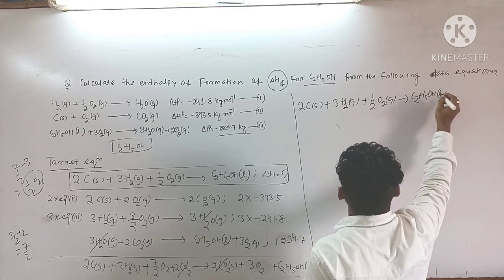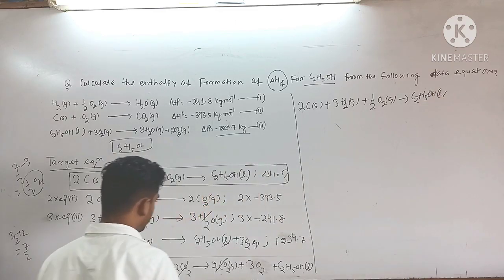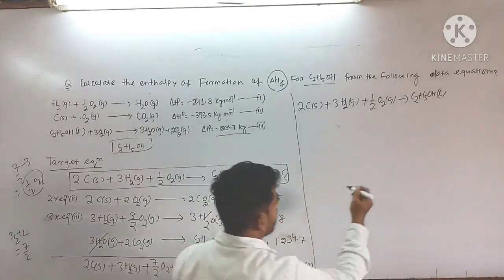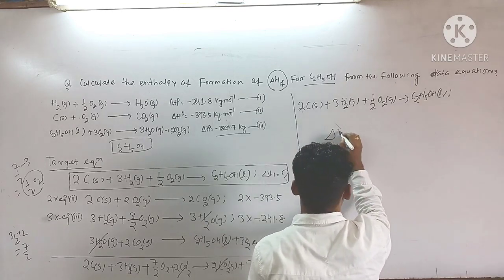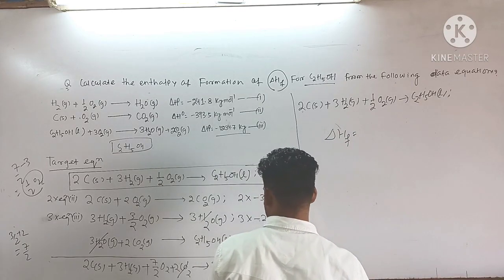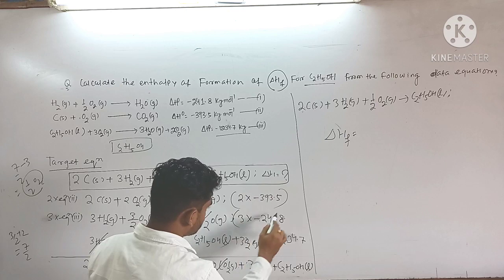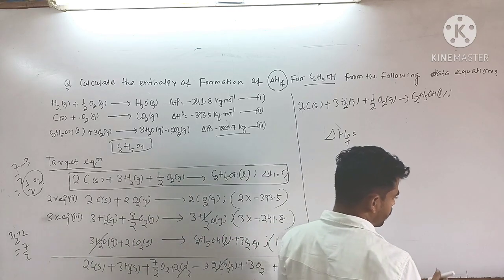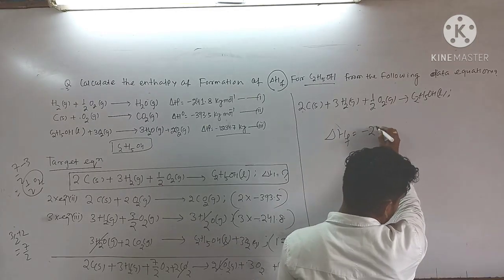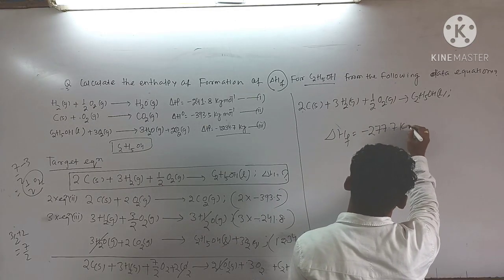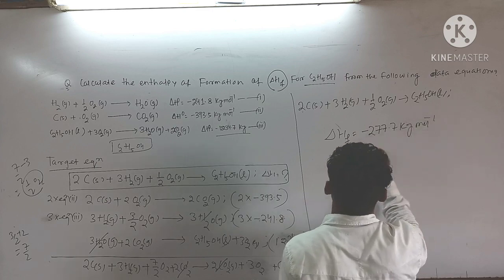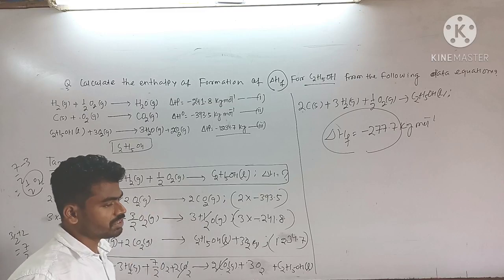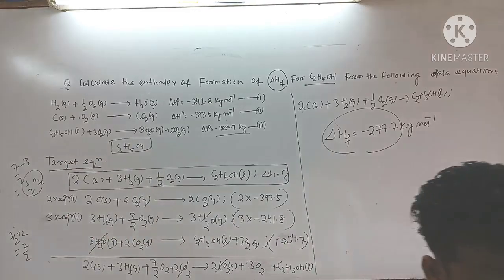C2H5OH liquid. So what we do over here? Just add all these values. So here I have to find out the del H, del HF, formation of ethanol. Then you just add this one and this one. So the final answer coming out to be minus 277.7 kilojoule per mole. So this one is the answer. Okay, so anyhow you have to find out this target equation, then you proceed.